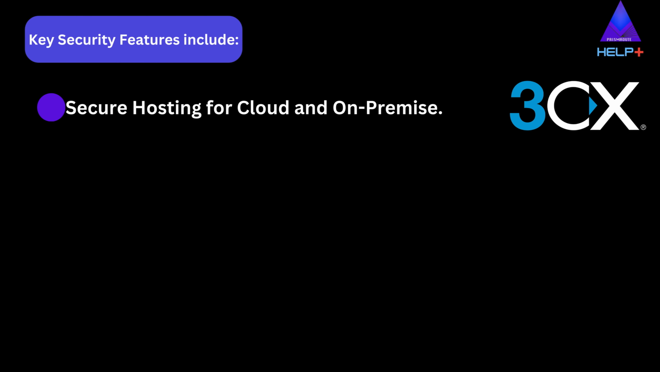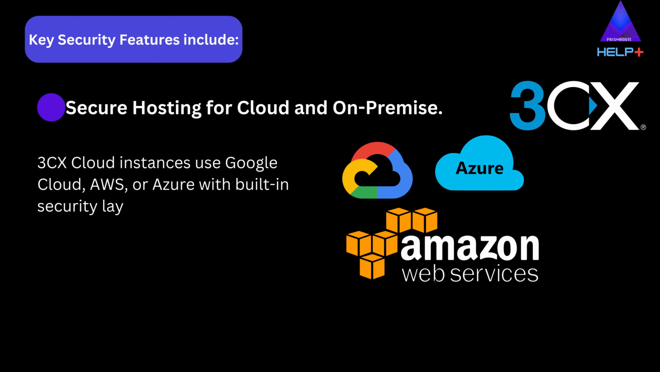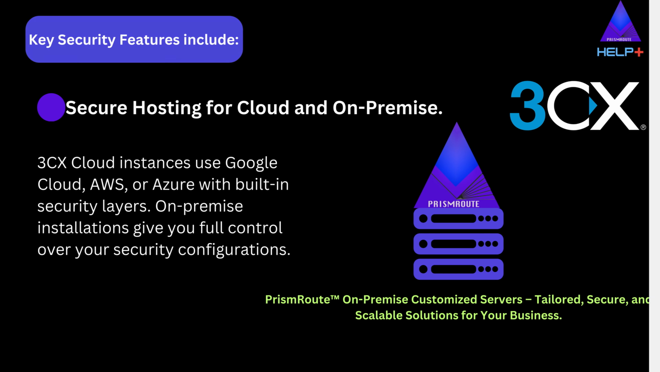Secure hosting for cloud and on-premise. 3CX cloud instances use Google Cloud, AWS, or Azure with built-in security layers. On-premise installations give you full control over your security configurations.